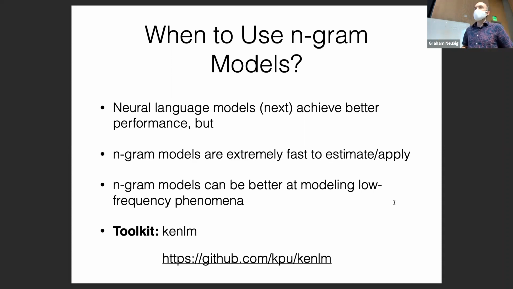So if you want a really easy way to do scoring of sentences or something like this, you can use KenLM. It's very fast to estimate. It'll be 100 times faster than any neural language model you're learning. So you can try it out.